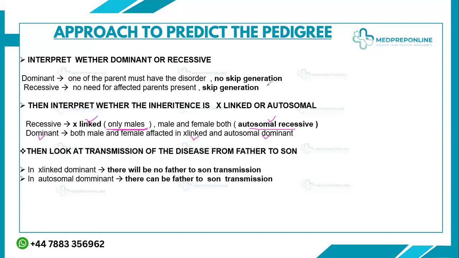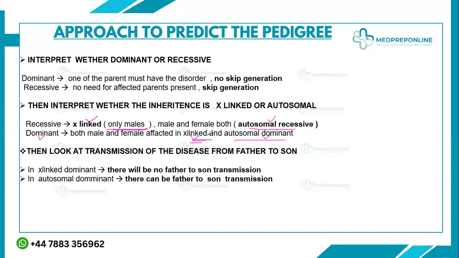Next, coming to the dominant one. Now if you see there is no skip generation, every generation is affected, and every affected child has an affected parent, it could be either X-linked or autosomal dominant. Unfortunately, in both X-linked dominant and autosomal dominant, both males and females are affected. Not only males or only females, because we are talking about X-linked dominant over here, not X-linked recessive.